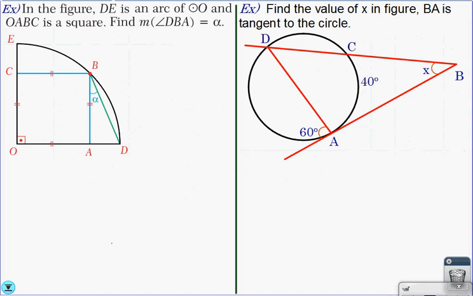So in the figure, DE is an arc of the circle with center O, and OABC is a square over there, and we want to find the angle alpha from here. So now guys, how can we do this one? Okay, so let's start.